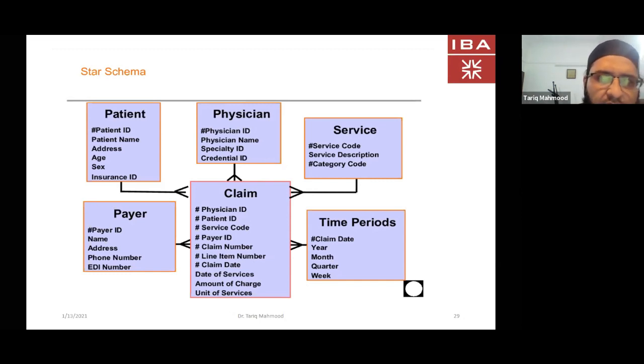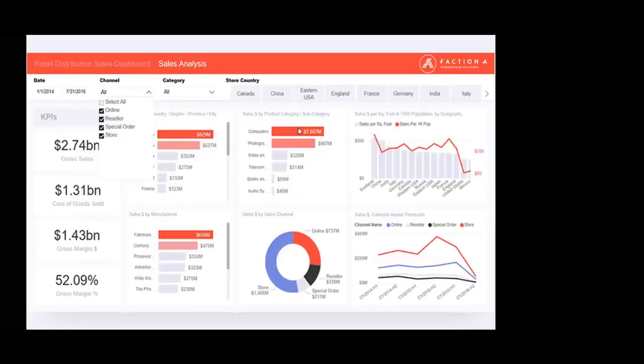That's what we used to do earlier on, but in BI tools all of this work has now become easier. Okay. Sir, yes.